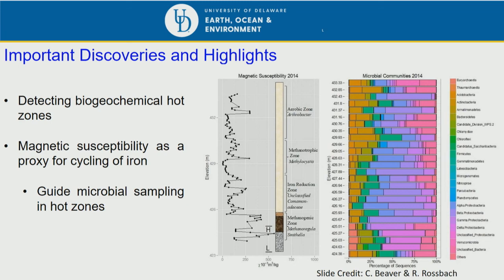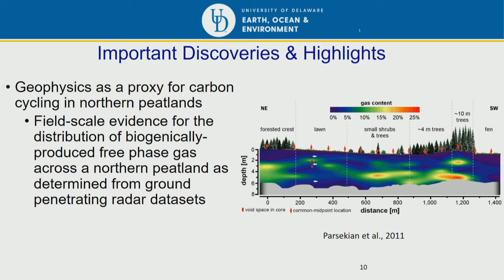And this is another example showing in peatlands that we can use geophysical measurements to tell the concentration of methane gas that is produced by biogenic gas distributions. You can clearly see, and this is from ground penetrating radar, that from this they're able to estimate the distribution of methane gas within the subsurface.